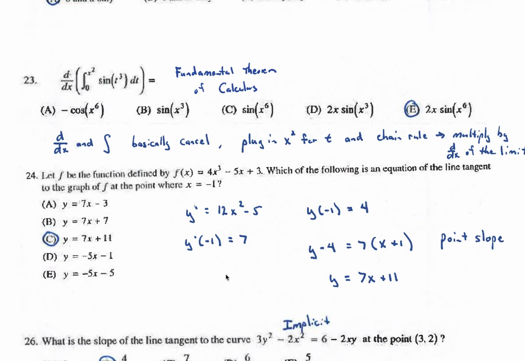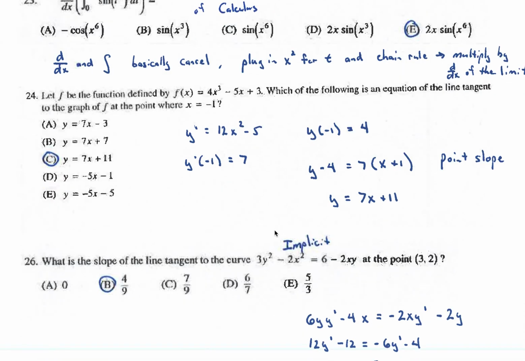Which of the following is an equation for the line tangent to the graph when x is negative 1, right? We want to write a tangent line. We have to find the derivative, find the slope at negative 1, which is 7, and then we use point-slope or whatever you want to find the equation of the line that has that point and has that slope.